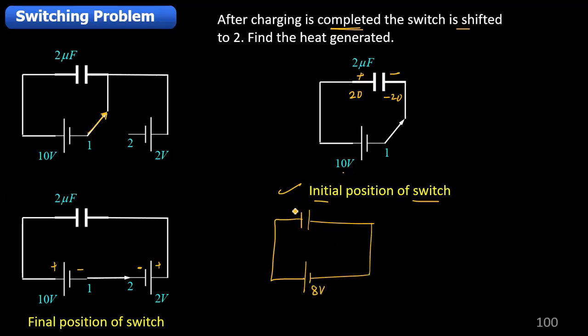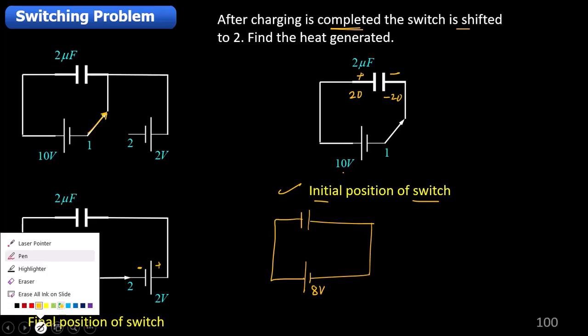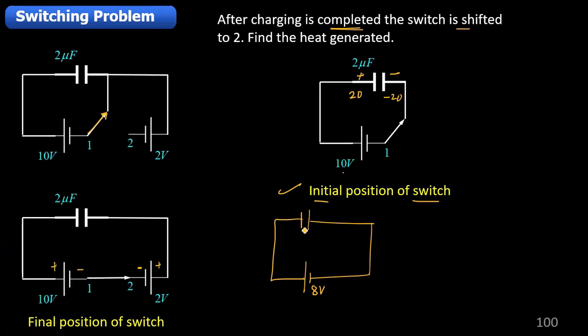Corresponding to that, what is the charge? For this situation, this side is positive, this side is negative. So from the positive plate to the negative plate, the charge is 8 into 2, that is 16 microcoulomb, and here it is minus 16 microcoulomb. So first you draw the initial position, then the final position.